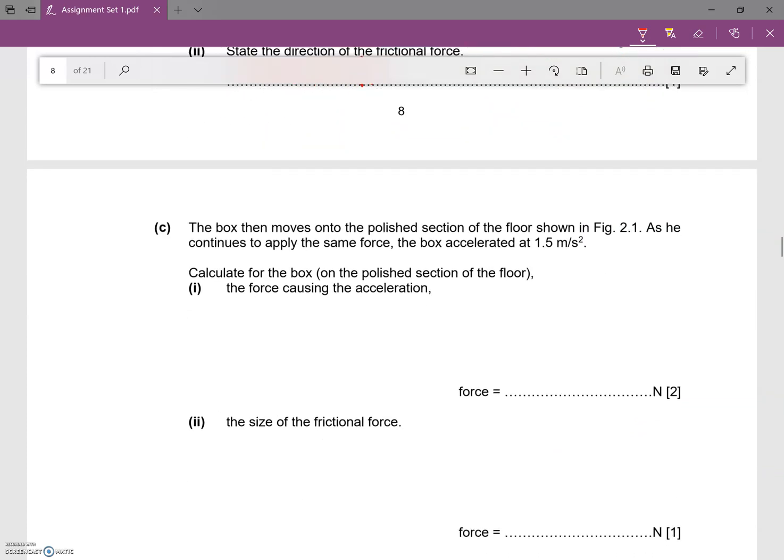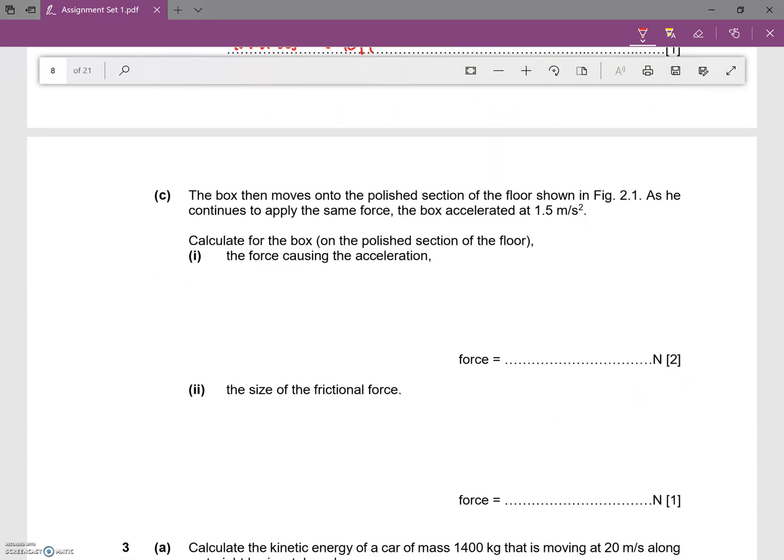Now let's go on to the next part. It says the box then moves onto the polished section on the floor in figure 2.1. As he continues to apply the same force, so this is 80 Newton now, the box accelerates at 1.5 meter per second squared. Calculate for the box on the polished section of the floor the force causing the acceleration. So we know that now the acceleration is 1.5 meter per second squared. We know that the mass of the box is 20 kg, so we can actually find the force. So we use F equals ma, and this force is actually the resultant force.